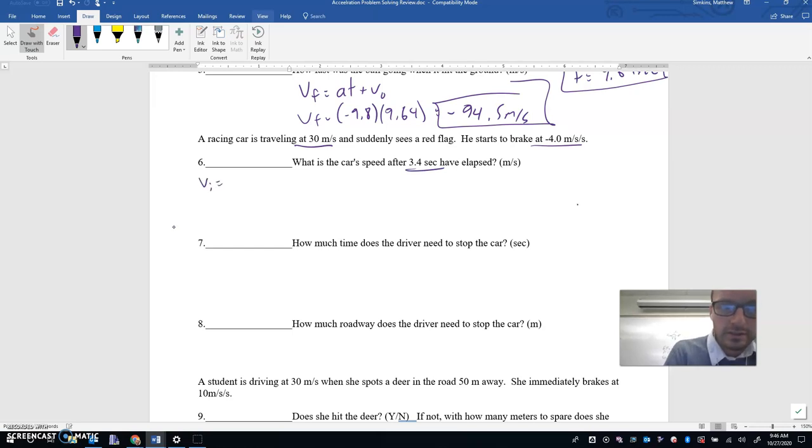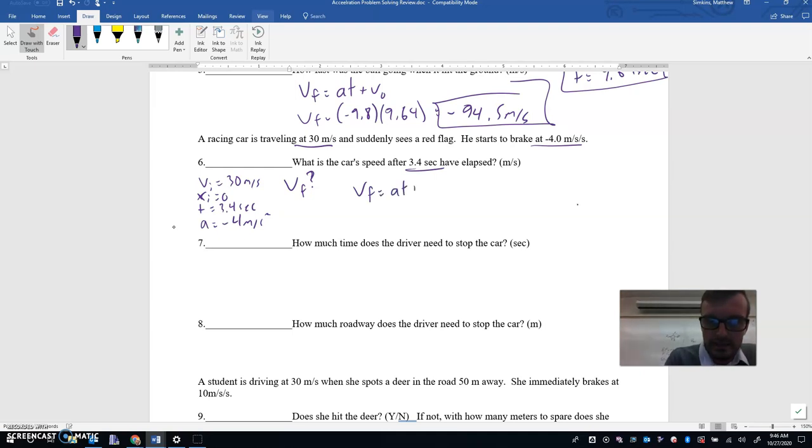So we know V initial is 30. We can set xi equal to 0 because it doesn't tell us where we start. T is 3.4 seconds, and acceleration is negative 4 meters per second squared. It says, what is his car speed later? So we do need a VF in our equation, but we notice we don't have an XF. So actually, this one is not that bad because we're going to say VF equals A times T plus V initial. We have all of those things. We can use this equation to find VF.